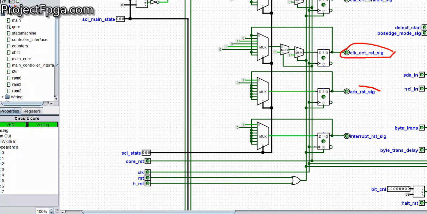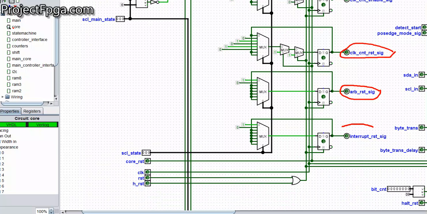We have the arbitration reset. Arbitration is a principle, an operation in I2C, where two or more masters are trying to operate at the same time. You can watch Foolish Engineer's video on it. It is very explanatory. The one with the lesser address is going to take priority. I can explain it to you personally if you are finding it hard to understand.